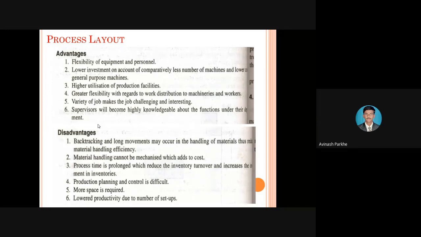Okay, so there are some other types of layouts: the product layout, then the fixed position layout, then group technology. So these are three more types of layouts, and they will be discussed in the next lecture. With this first type of layout, the process layout, today we will stop here. The remaining types of layouts we will take in the next lecture.